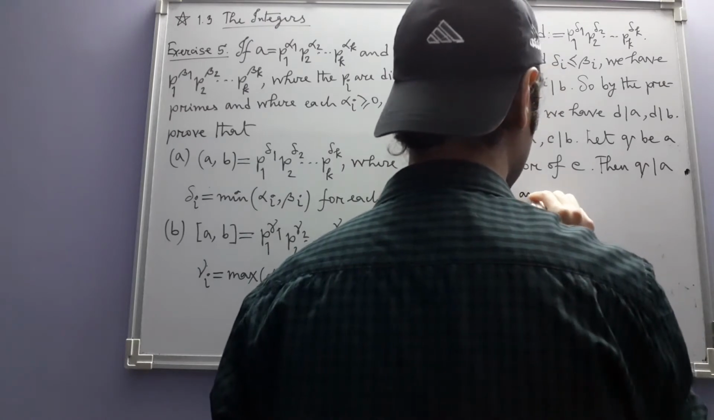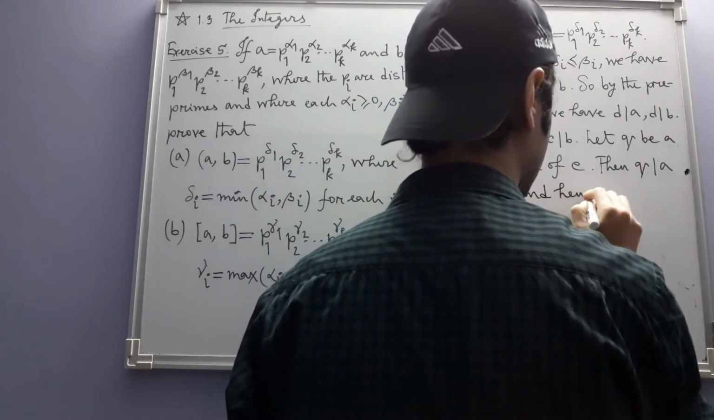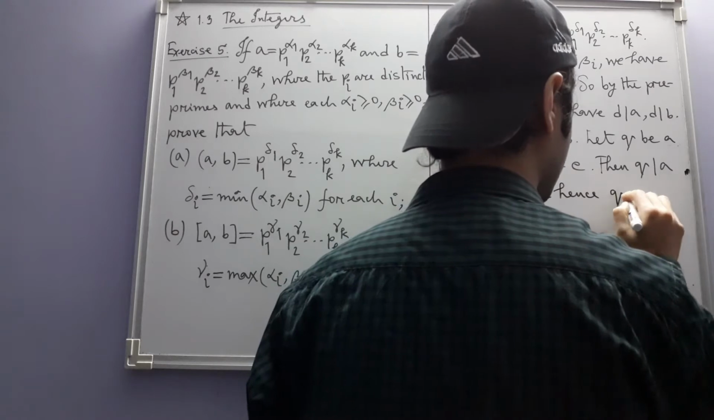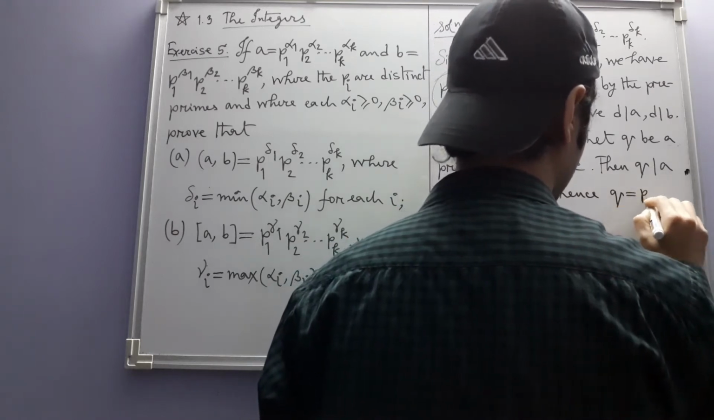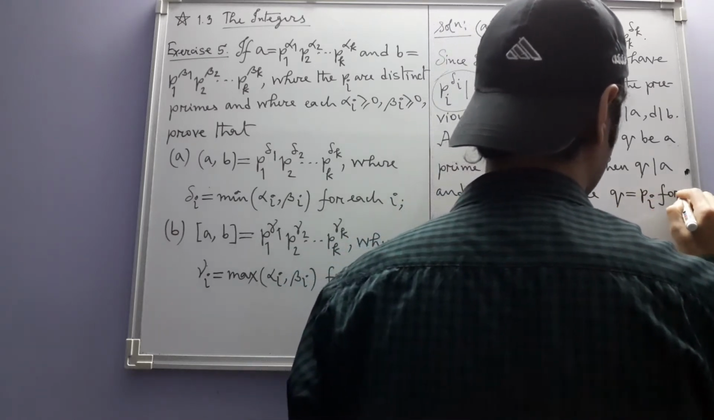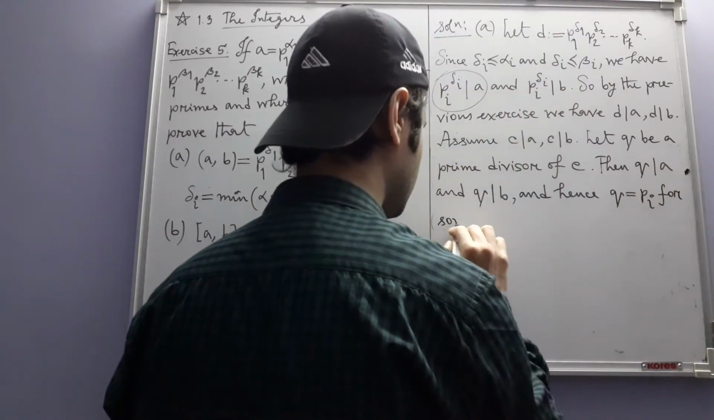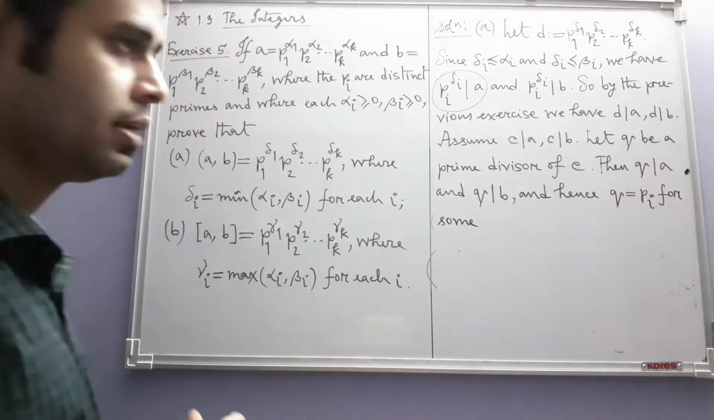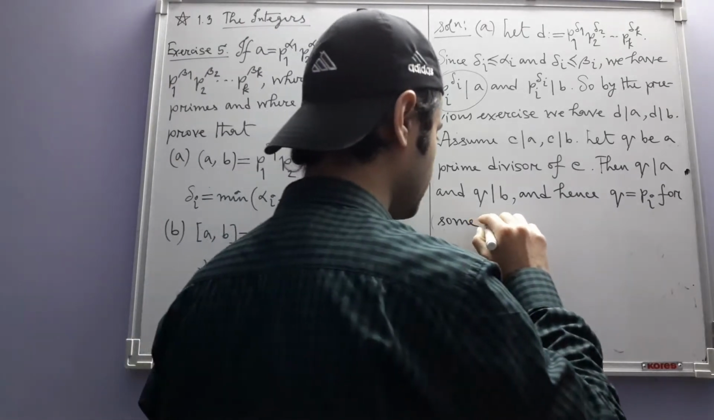And hence Q is equal to Pi for some i lying between 1 and k.